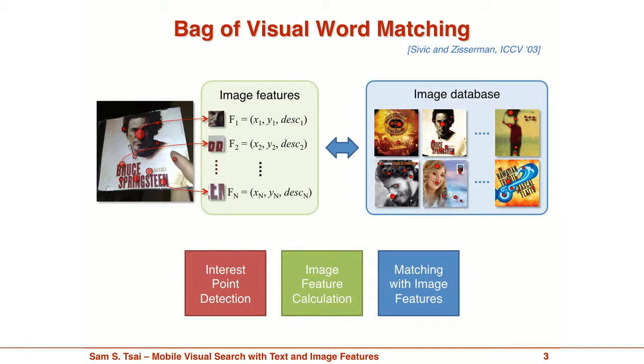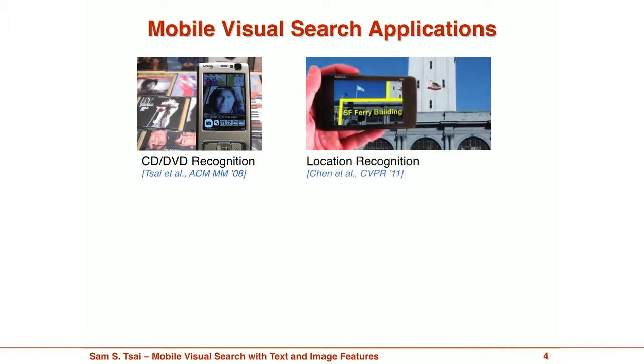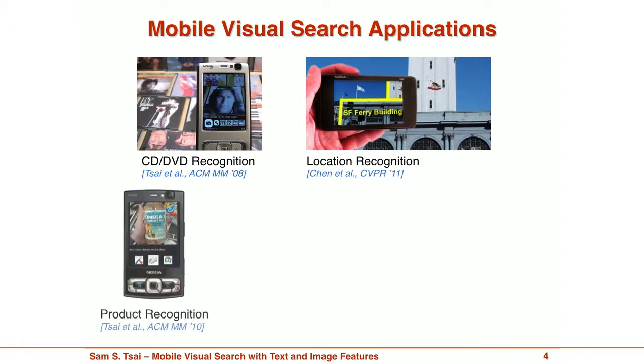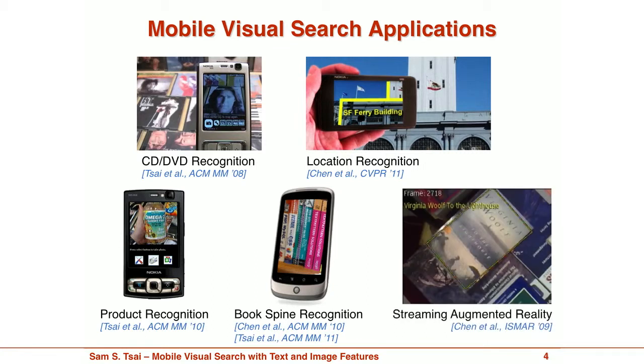This approach is in fact pretty powerful. We could use it for CD and DVD cover recognition, as we have just shown. We could use it for location recognition by matching images of building facades. We could also use it for product recognition, provided that there are good textures on the labels. We could use it for book spines, but in this case, we need to first segment out the book spines. And this approach is also the back end of many streaming augmented reality systems.